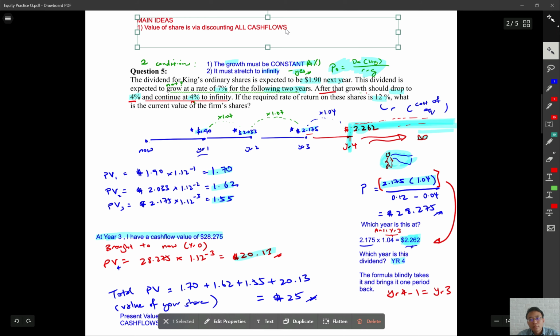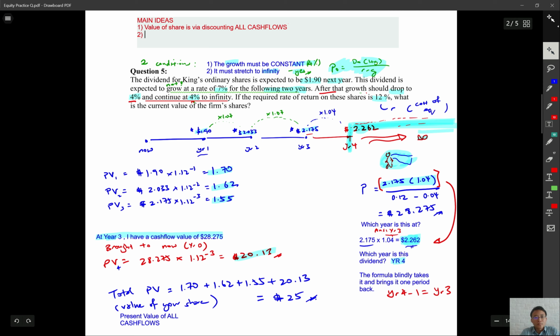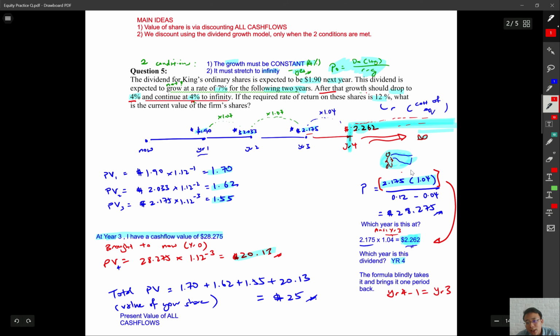Now, we discount using the dividend growth model, the superhero, only when the 2 conditions are met. So your superhero, you cannot use him right at the beginning. He only appears at the end when your conditions are met. What are the conditions? There must be constant growth, and there was, at 4%, and it must stretch to infinity. We got that, right? So this occurred at this juncture.